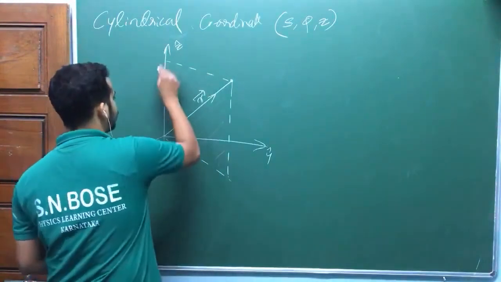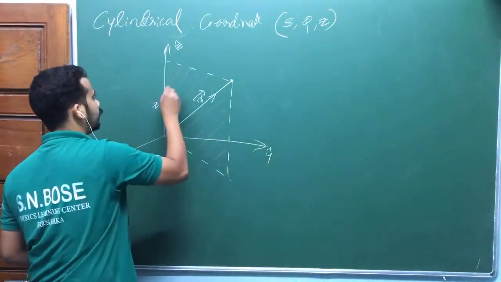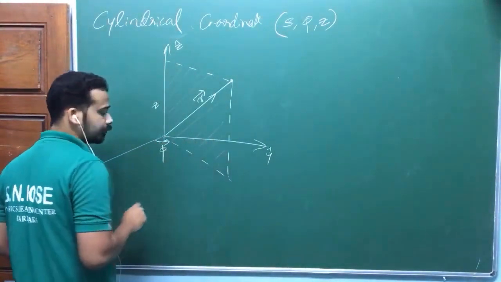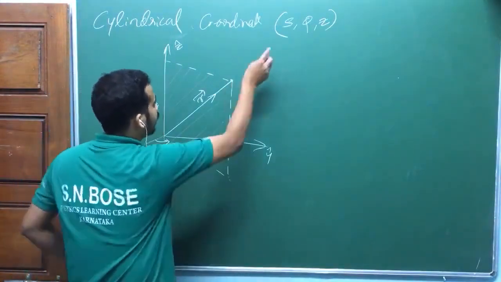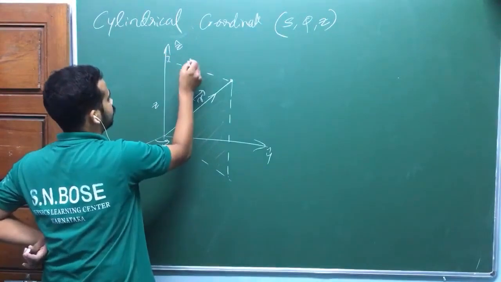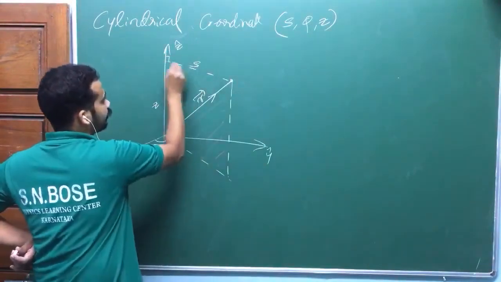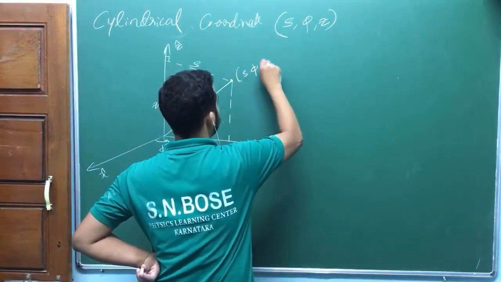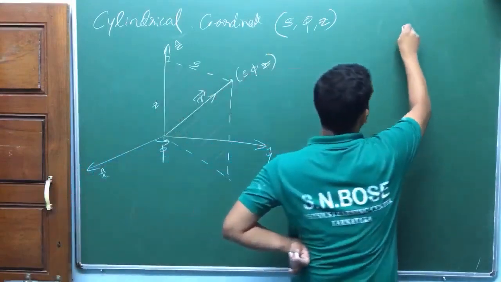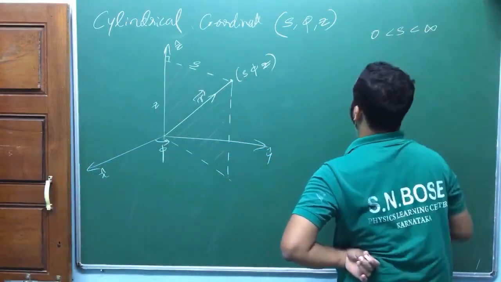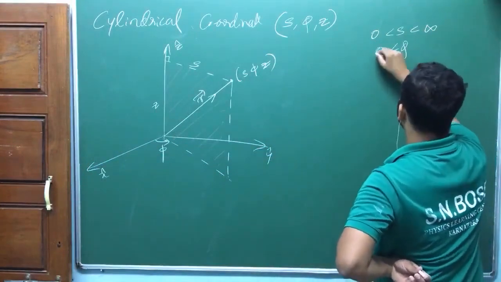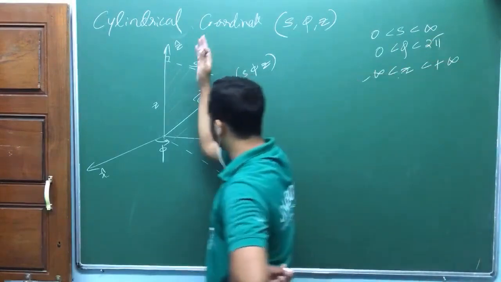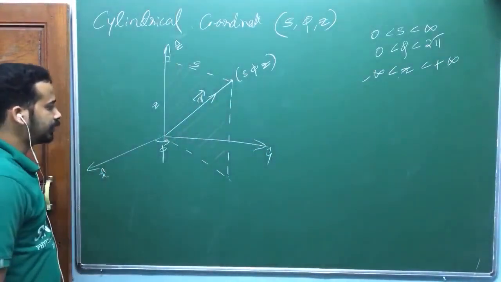Now, again, this Z coordinate is Z itself, okay? This Z distance itself. Phi is whatever the phi we defined earlier, the same phi. But S is the perpendicular distance from the Z axis. This point can be written in terms of S, phi, Z. Again, S is 0 to infinity. S cannot be negative. Phi is 0 to 2 pi. But Z is minus infinity to plus infinity. This is positive Z, negative Z.